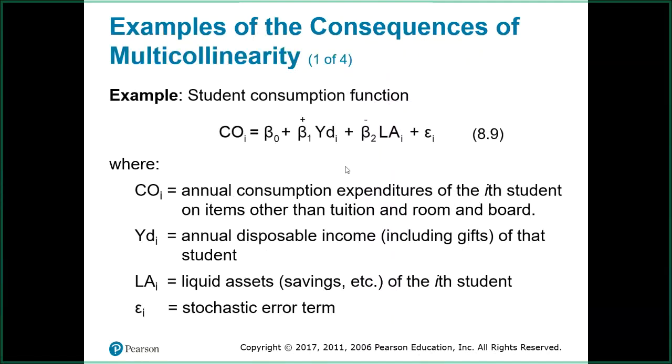We're not worried about perfect multicollinearity in this case. If I asked you, my student, your disposable income, and you told it to me, I could not with 100% accuracy tell you the value of your liquid assets. That would need to be the case for it to be perfect multicollinearity. So we're not worried about perfect here. We're thinking along the lines of imperfect multicollinearity.